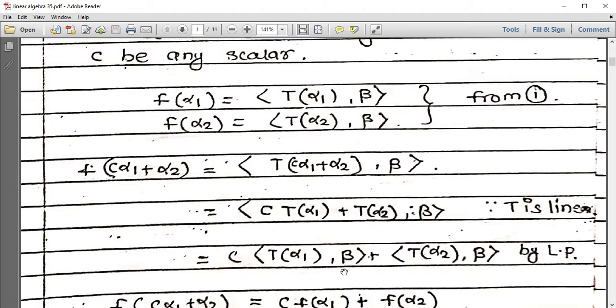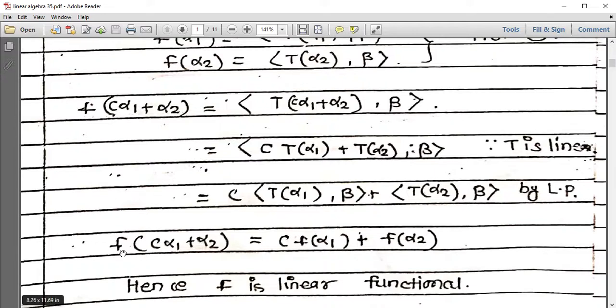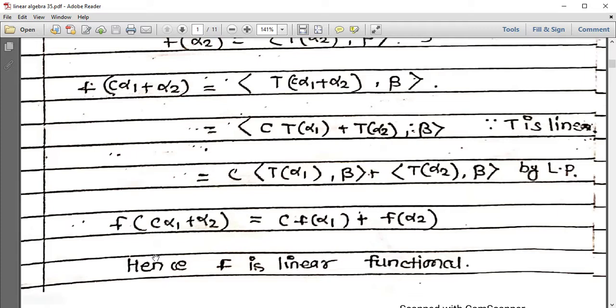plus the inner product of T of alpha 2 with beta, by the linearity property of the inner product space. Hence we have f of C alpha 1 plus alpha 2 equal to C into f of alpha 1 plus f of alpha 2. Hence f is a linear functional. Here we showed that f is a linear functional.